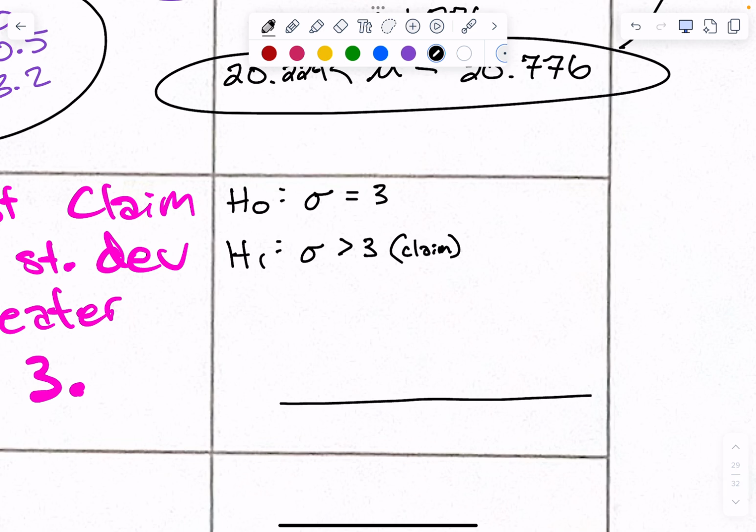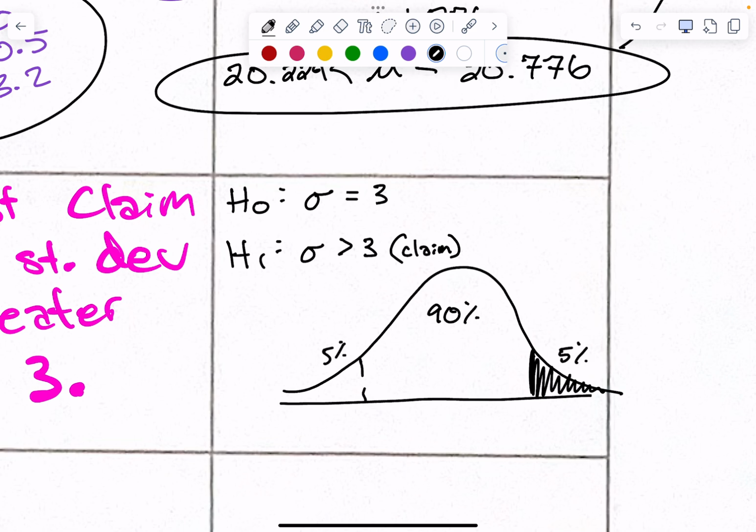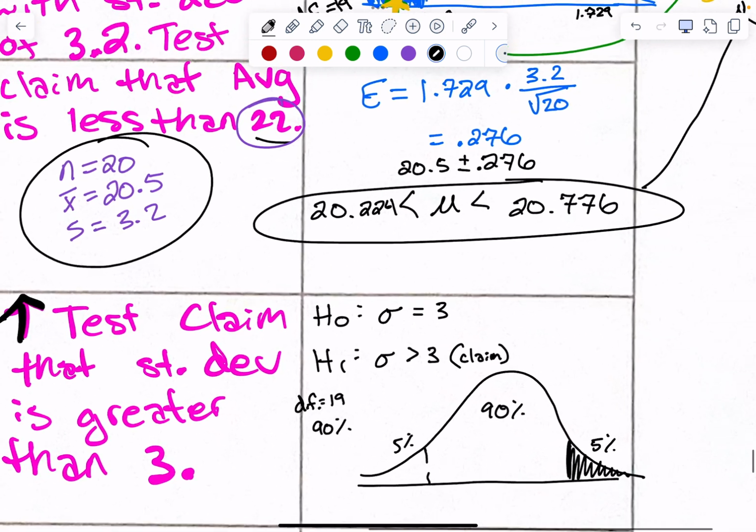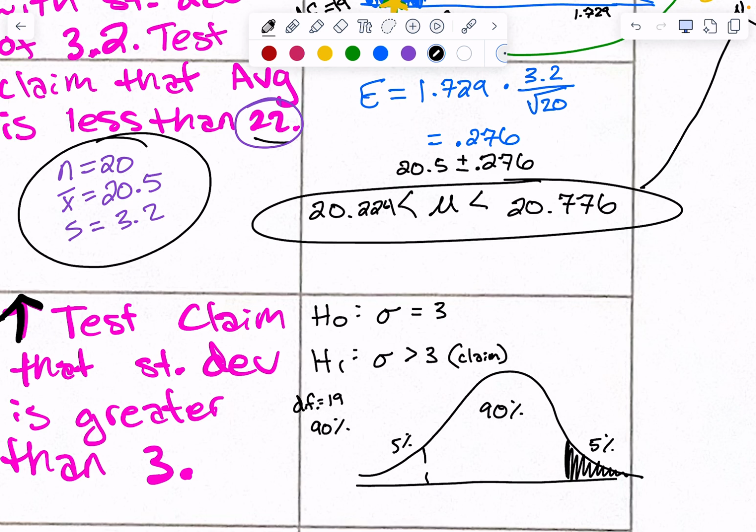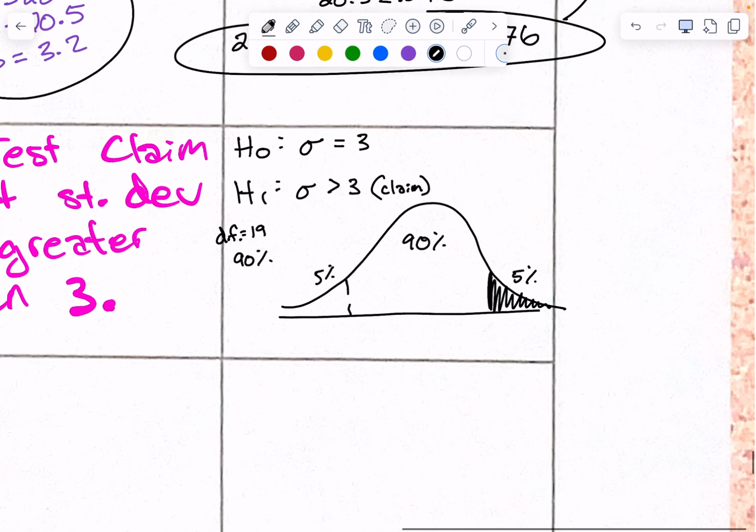All right. Left tail, right tail, two tail, what do we got? Right. All 5% is going to go there, which means we have 90% in the middle, and we're going to look up on the chi-squared chart the 90% at how many degrees of freedom? It's 20, just like before, so 19 degrees of freedom at 90%. Give me both numbers off that chart because we'll need them later. 10.117 and 30.144. Thanks, Reese.